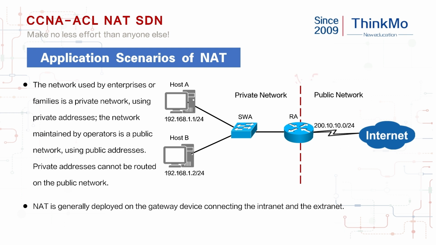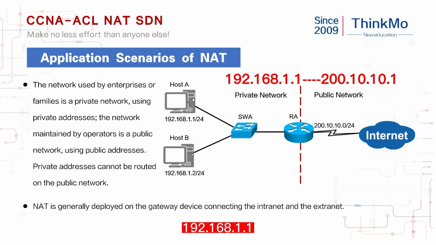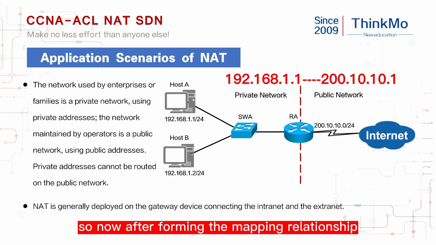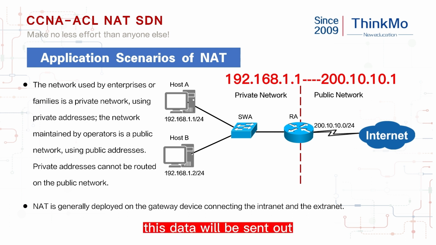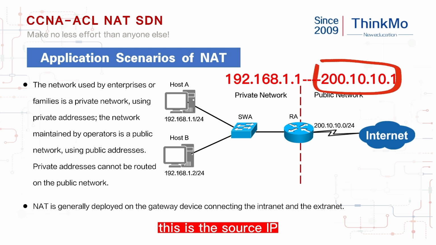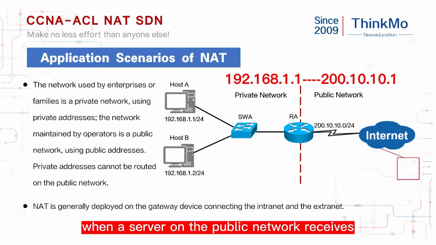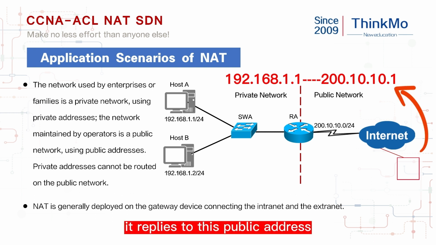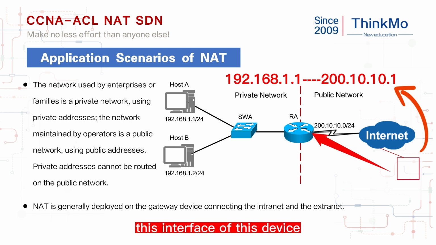For example, 192.168.1.1 is now mapped to 200.10.10.1. Let's say this is its address. So after forming the mapping relationship, this data will be sent out. This is the source IP. When a server on the public network receives the data and replies, it swaps source IP and destination IP, and replies to this public address. Then this data will be replied to this interface of this device.